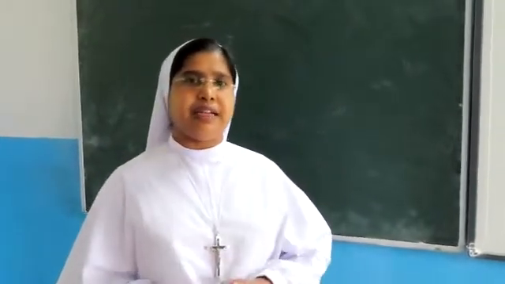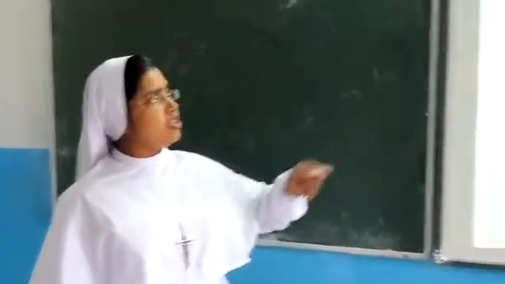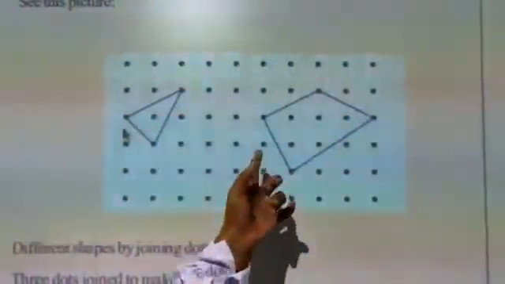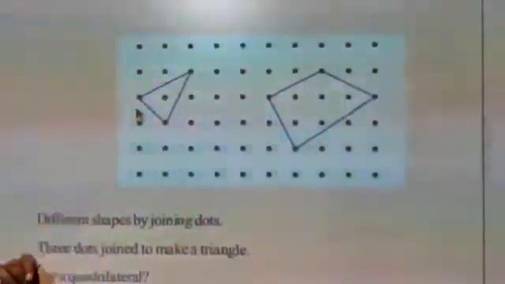Okay, now we are going to learn polygon. The first chapter was equal triangles. Now we are going to learn the chapter polygon. You can see different shapes here. Look, these dots are joined together. How many sides are there? This is a triangle. 3 sides are there. And here how many sides are there? The dots are joined together. 4 sides. What is it? It is a quadrilateral.